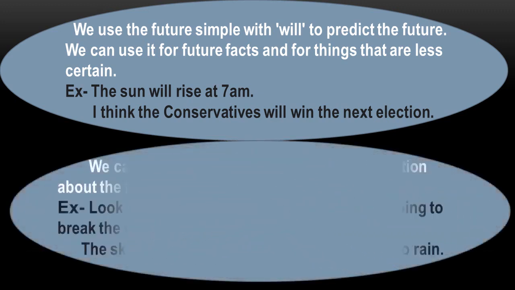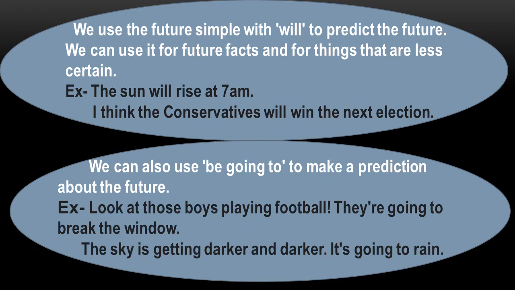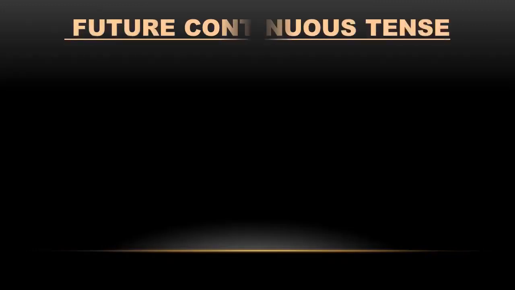Then we have the next use. We can also use be going to to make a prediction about the future. Example, look at those boys playing football. They are going to break the window. So in this manner we use simple future tense. The sky is getting darker and darker. It is going to rain. So they were the uses of simple future tense.